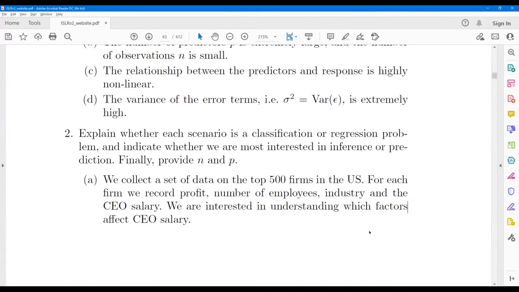And this is probably a regression problem. Yes, because we're predicting a number from other things, not predicting a class. Sometimes it's tempting to create a class out of a regression, but generally that's a bad idea. We'll probably talk about that a lot more. Predicting whether the salary is going to be high or low? Well, if you've already got it as a number, models are probably going to be better if you keep it as a number. And then, okay, N is 500 and we've got profit, number of employees, and industry as our predictors, with CEO salary as the response variable.